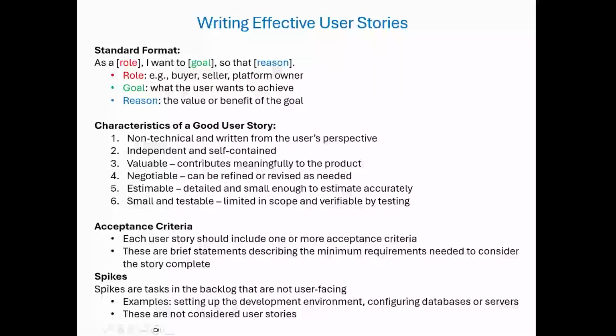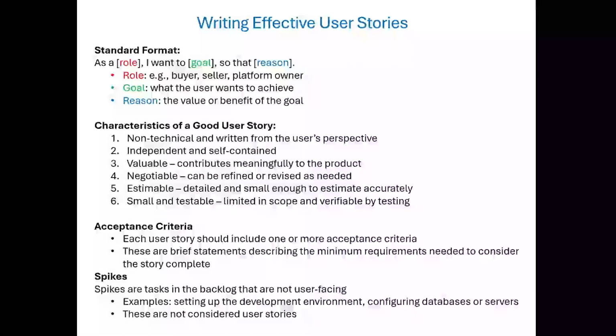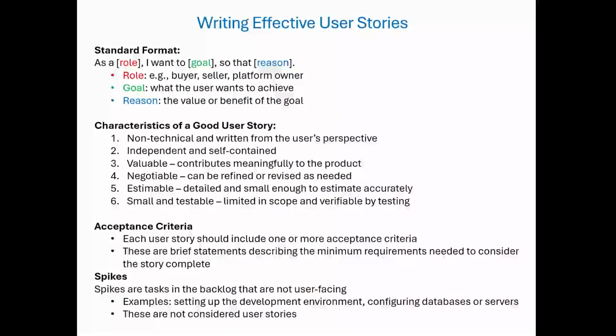Role. What is the user? For example, buyer, teacher, admin. The goal. What do they want to do? And the reason. Why do they want to do it? So what benefits do they gain? This format keeps the team focused on user value, not just functionality. It answers who needs something, what they need, and why. A well-written user story has these characteristics. Not technical, which is written in plain language from the user's perspective.